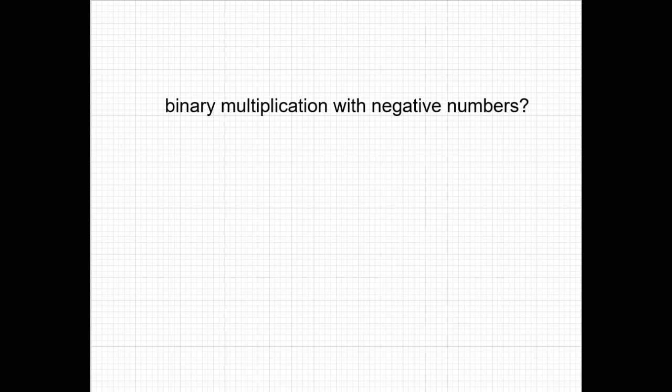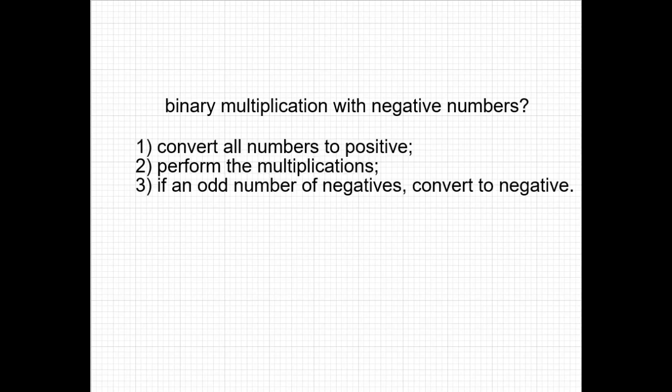We've been multiplying positive numbers, but what about negative ones? Again, it's the same procedure we would use for decimal numbers. We first convert all the numbers positive, go ahead and do the multiplication, and finally count up the number of negative ones. If there's an odd number, then we know that the answer is negative, and if so, we convert it to 2's complement.